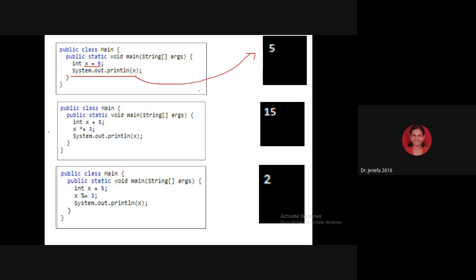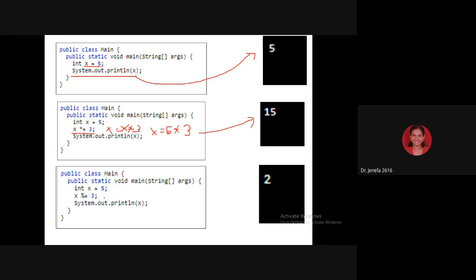Next, in the following problem, we have x equal to 5. After that, I have used the expression x multiplication equal to 3. The expansion for this is x equal to x into 3. What's the value of x? It is 5, so x equal to 5 into 3. So what's the output value for x? That is 15. When you print the value of x, you will get the output value as 15. Fine. The next program: we are assigning the value of x as 5 and we are doing x modulo equal to 3.